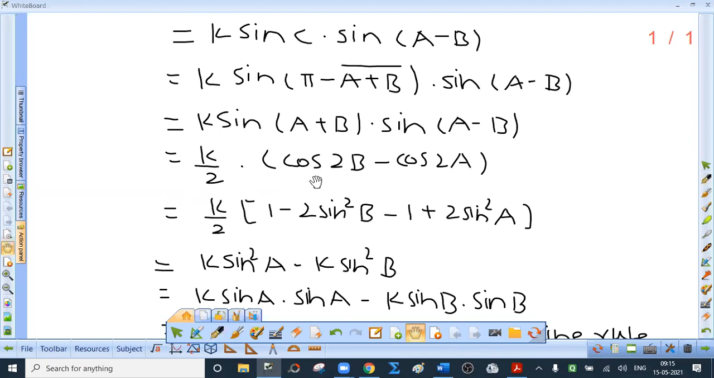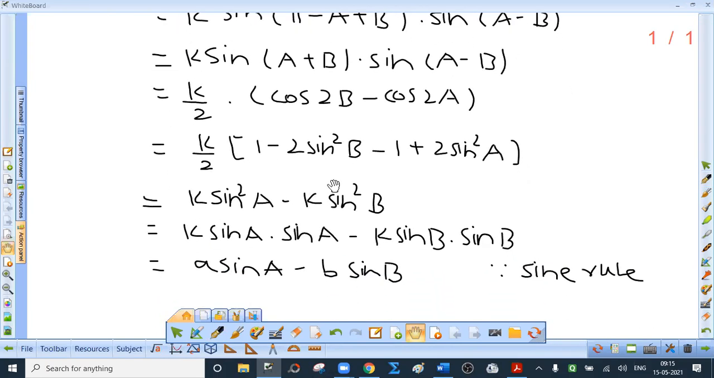Now what is cos 2B? 1 minus 2 sine square B. Cos 2A, 1 minus 2 sine square A. 1 gets cancelled, 2 gets cancelled. So what remains is k in bracket sine square A minus sine square B. Open the bracket to get k sine square A minus k sine square B. Now rearrange the terms. So k sine A into sine A minus k sine B into sine B. But k sine A can be replaced by a and k sine B can be replaced by b.